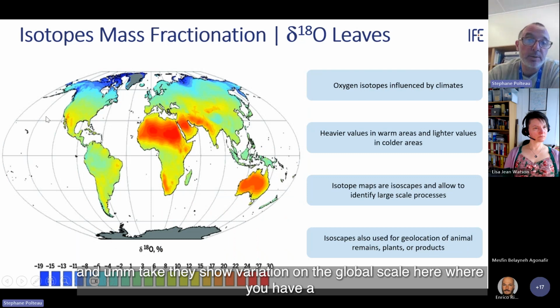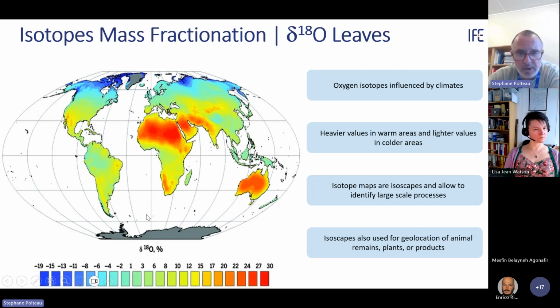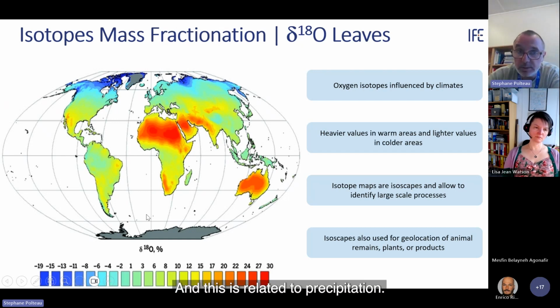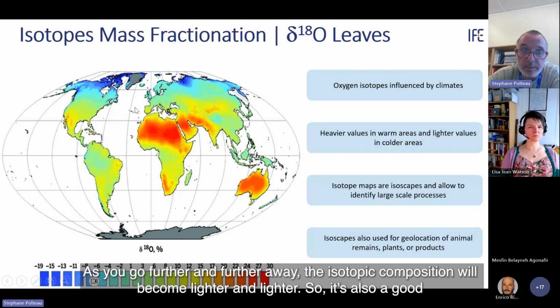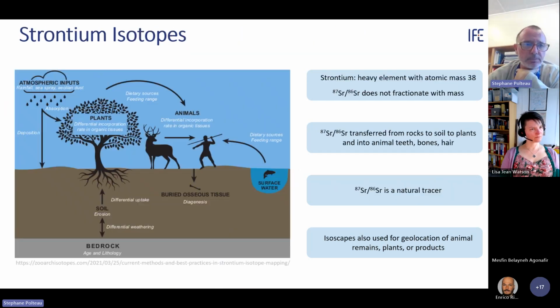They show variation on the global scale here, where you have heavy values along the equator, and lighter and lighter as you go to the high latitudes. This is related to precipitation. As you go further and further away, the isotopic composition will become lighter and lighter. So it's also a good system to monitor climate change.